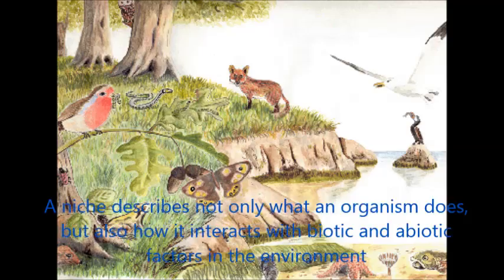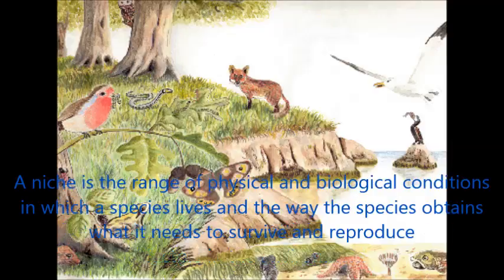A niche describes not only what an organism does, but also how it interacts with biotic and abiotic factors in the environment. A niche is a range of physical and biological conditions in which a species lives and the way the species obtains what it needs to survive and reproduce.